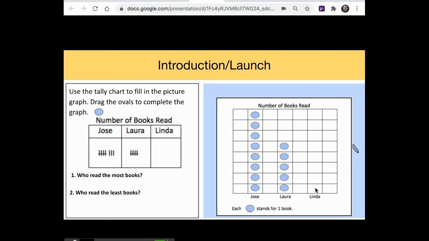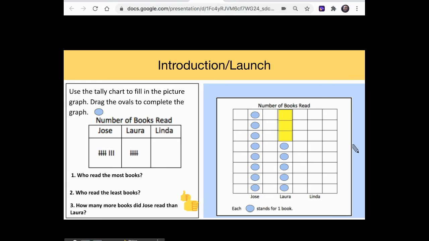Now, sometimes when you are comparing data and graphs, you will get asked this question. How many more books did Jose read than Laura? These are comparison questions and sometimes can be a little tricky. First, I start by looking at the 2 people mentioned in the question, Jose and Laura. Then I think, how many more books would Laura have to read to catch up to Jose? Well, if Laura read 1, 2, 3 more books, she will catch up to Jose. This means that Jose read 3 more books than Laura.